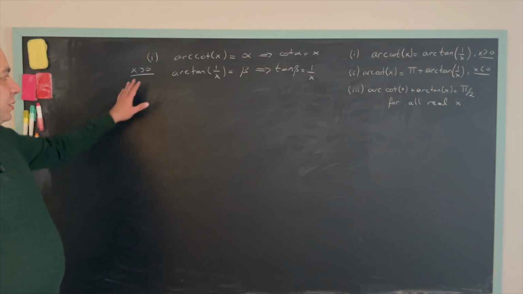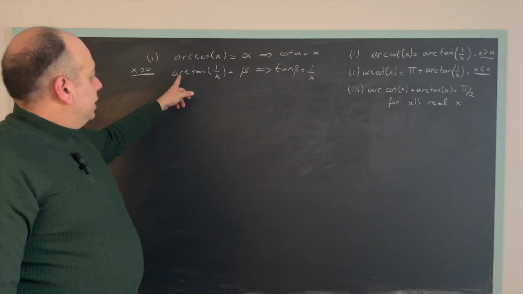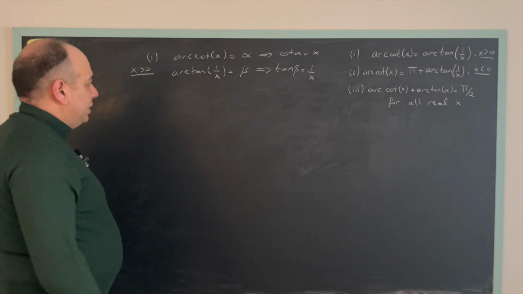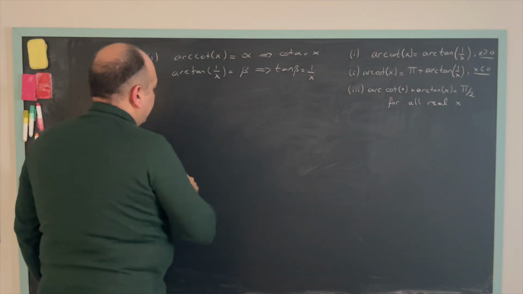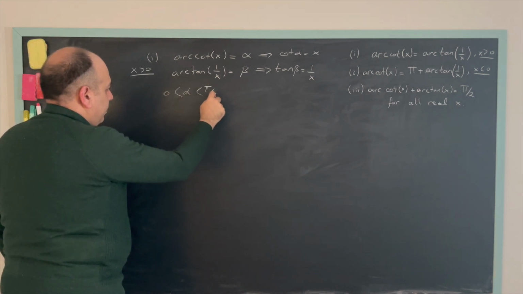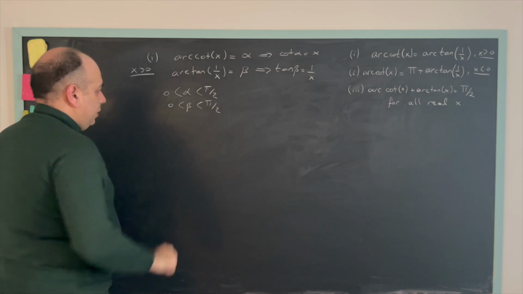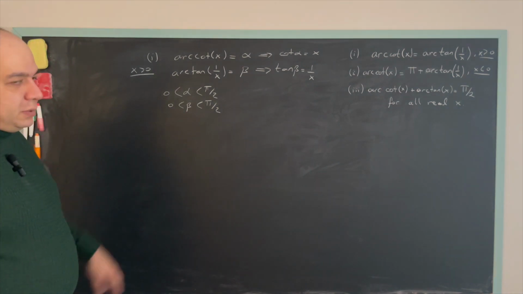So if x is larger than 0, what are the ranges of arccotangent and arctangent functions? In other words, alpha and beta. So alpha and beta are both less than pi over 2 and larger than 0.